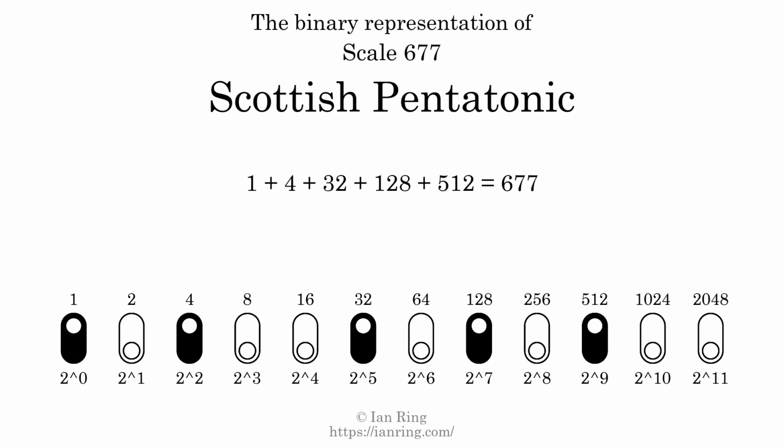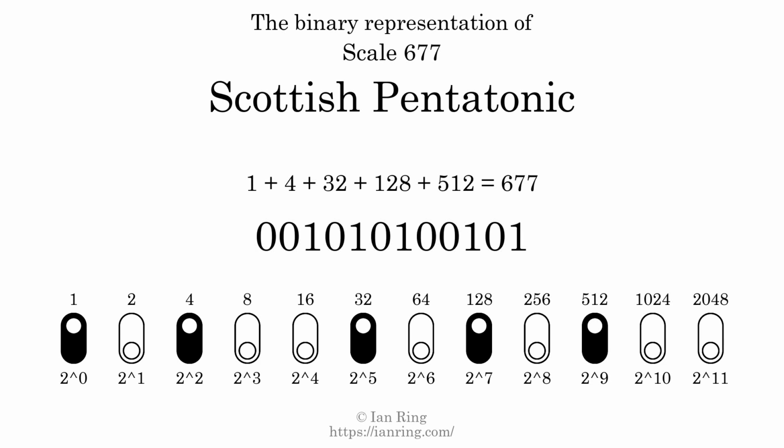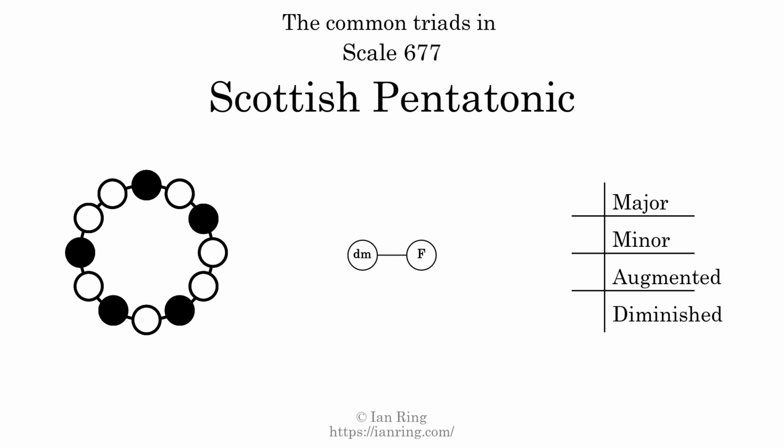The scale number not only enumerates the scale with a unique index, but it also literally describes the tonal content of the scale. Represented as a binary number in base 2, the scale number is 001010100101. Here are the common triads present in this scale.